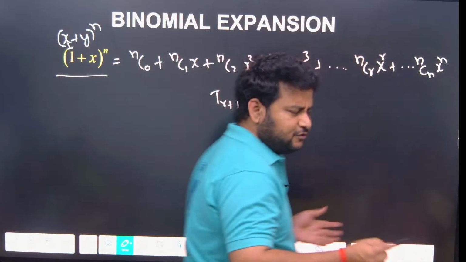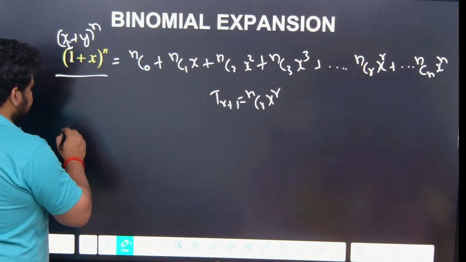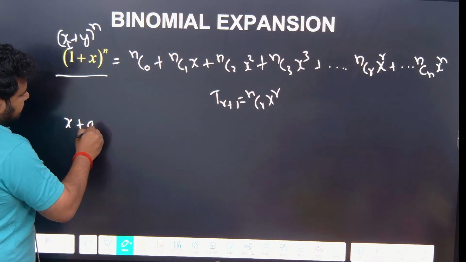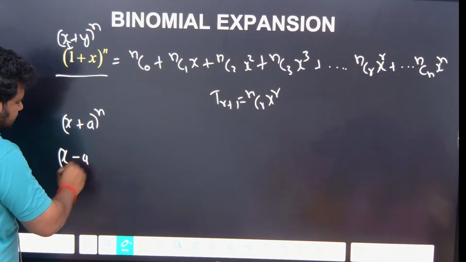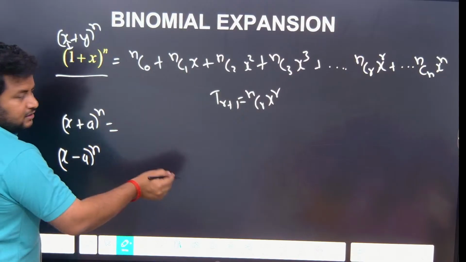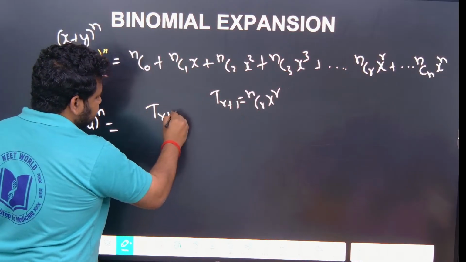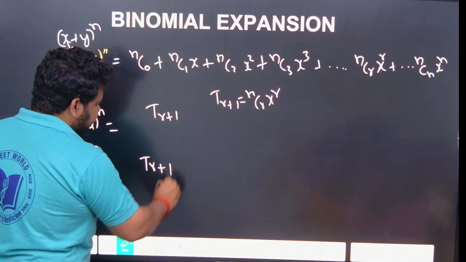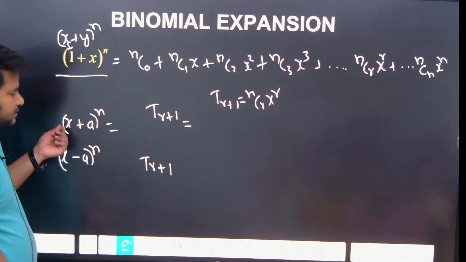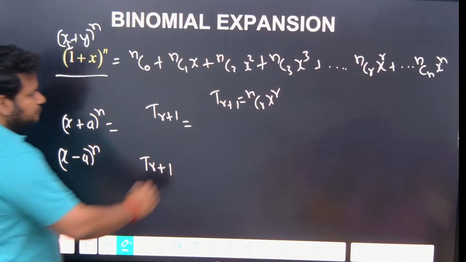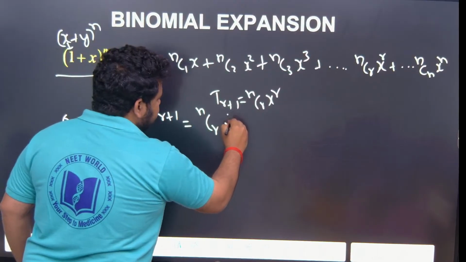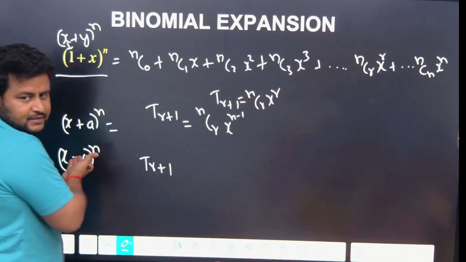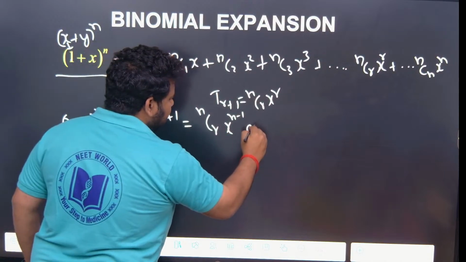Now suppose they give (x + a) to the power of n, and next they give (x - a) to the power of n. My question will be to write the general term, t(r+1), for this. For (x + a)^n, we know this can be written as nCr x to the power of n minus r, and y is a here, so instead of y we write a to the power of r.